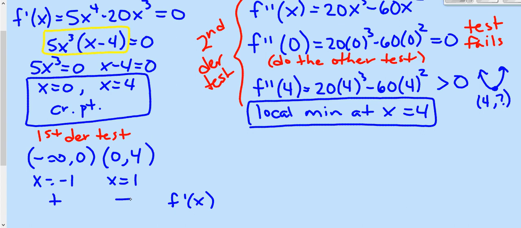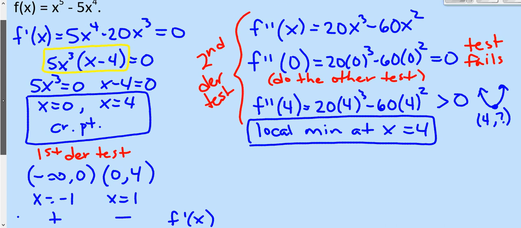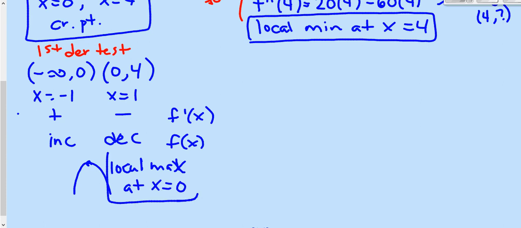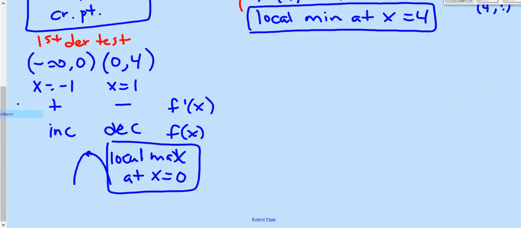Okay, so what does that tell us? That tells us that we have a graph f that's going from increasing to decreasing. So we have a local maximum at x equals 0. Okay, there we go. Let's try another example.